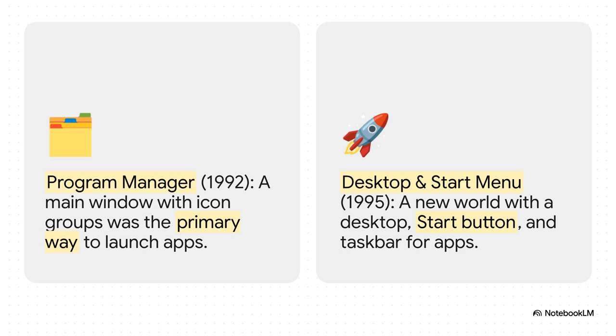But Windows 95 came along and just threw that entire concept in the trash. It introduced the holy trinity of the modern desktop, the desktop itself for your files, the Start button to find your apps, and the taskbar to see everything that was running. This was a gigantic shift. It moved us out of a simple program launcher and into the desktop-focused world that we, for the most part, still live in today.